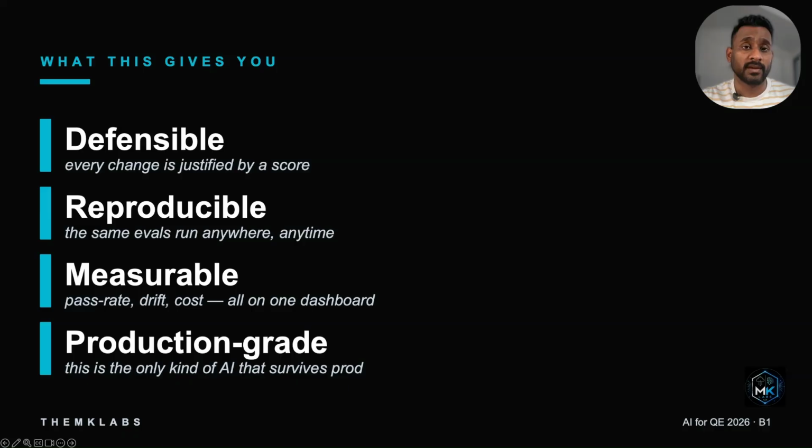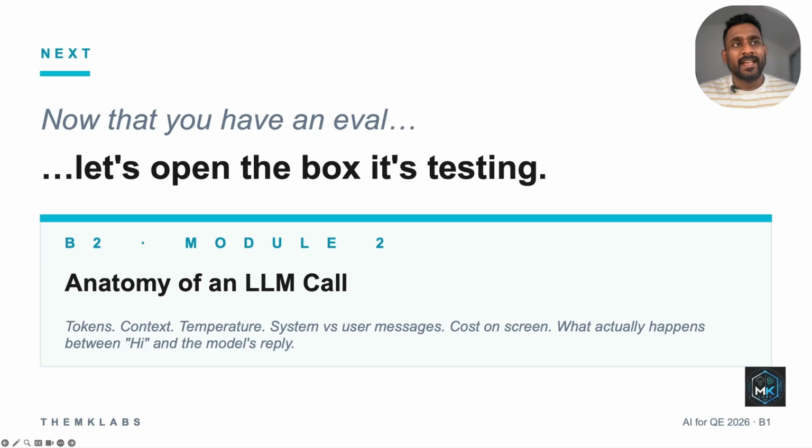And here's what the loop gives you. Defensible. Every change is justified by a score. You walk into a code review and say, this prompt change moved pass rate from 62 to 84. That's defensible. Reproducible. The same eval runs anywhere: on your CI, your laptop, a colleague's machine. Measurable: pass rate, drift, cost. All on one dashboard, which makes it easy to look at. Production grade. This is the only kind of AI that survives production. Everything else is a demo, and demos are how you ship hallucinations to customers. Know the real difference. And that's module 1.